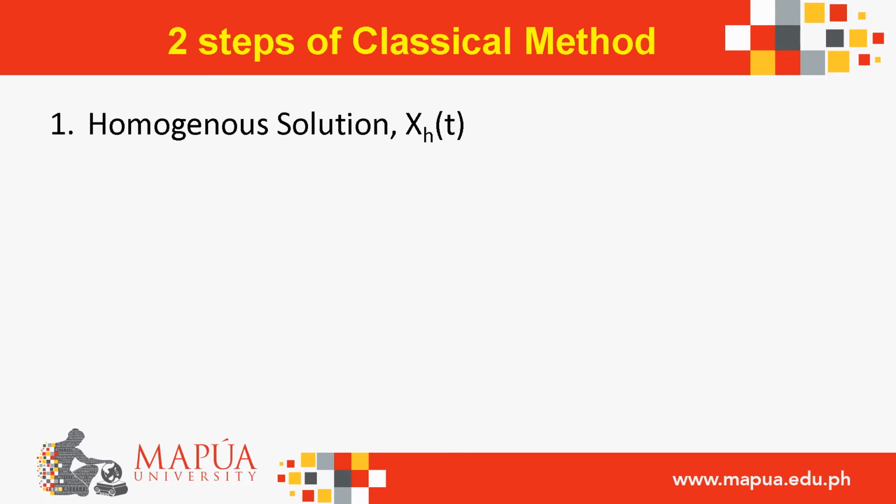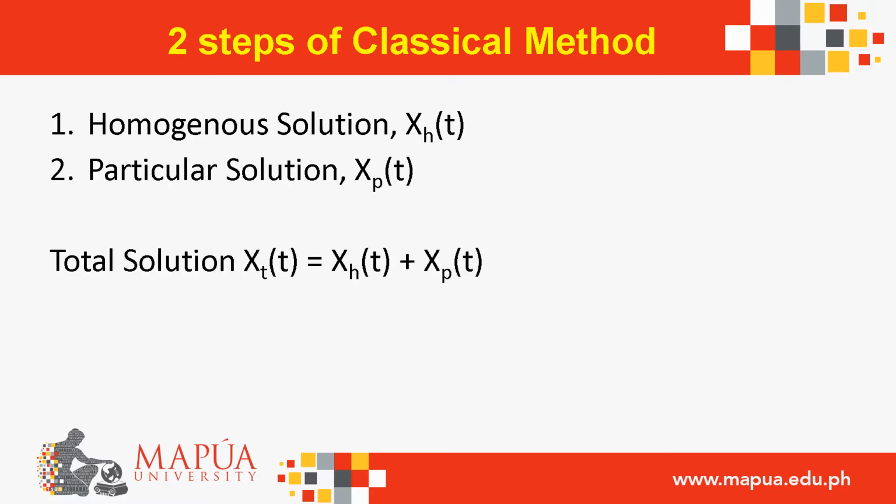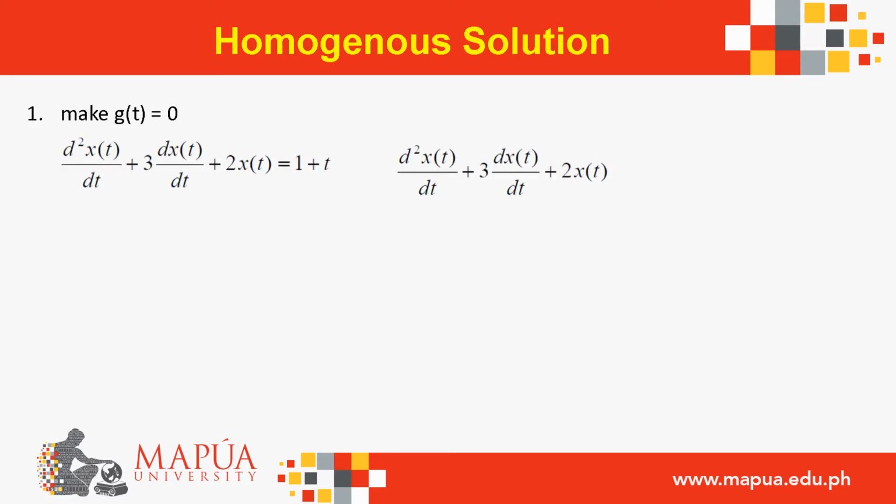Steps of solving differential equations using the classical method. First, we must seek the homogeneous solution, x_h(t). Then, the particular solution, x_p(t). Given that it uses the superposition principle, the total solution is equal to x_h(t) plus x_p(t). Now, we will calculate the homogeneous solution.